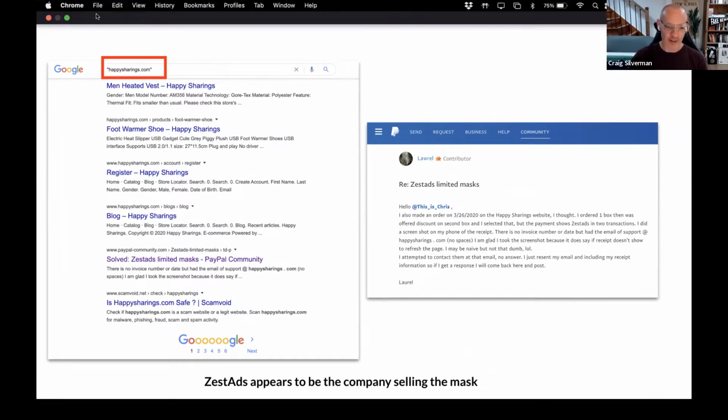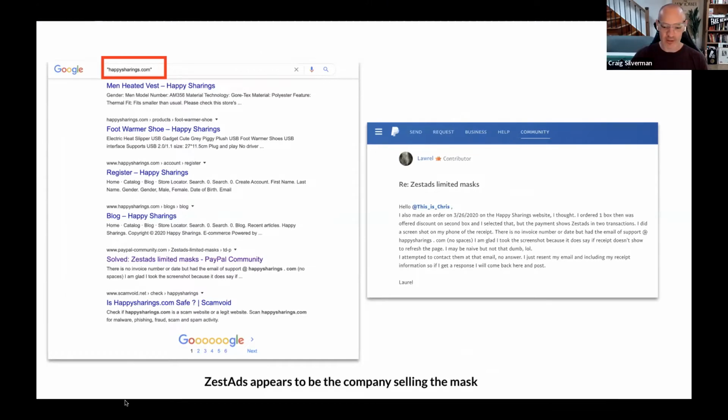And so they're buying them, they think they're great, and they don't get anything. The thing that's also really interesting about these posts on the PayPal community site is people are saying that the name of the company on the receipt when they paid with PayPal is Zest Ads.